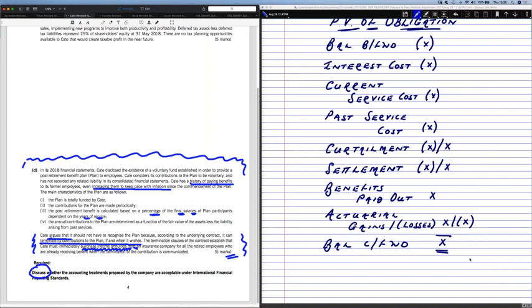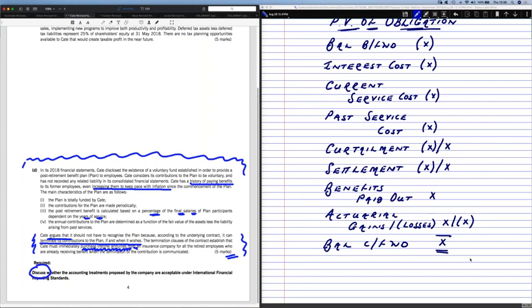Now, here is the question then, everybody. When is the obligation settled for a defined benefit scheme? When is the obligation extinguished for a defined benefit scheme? What do you think about that?